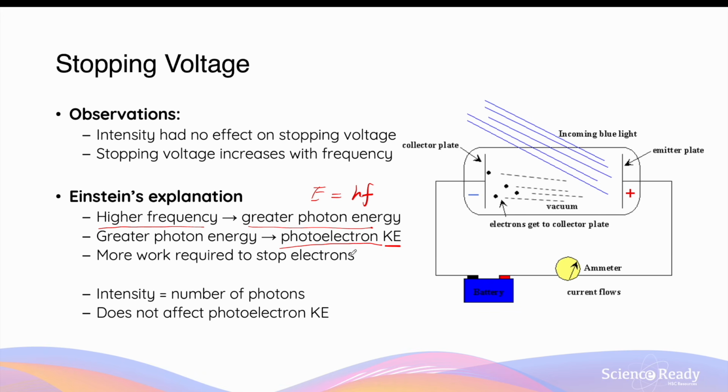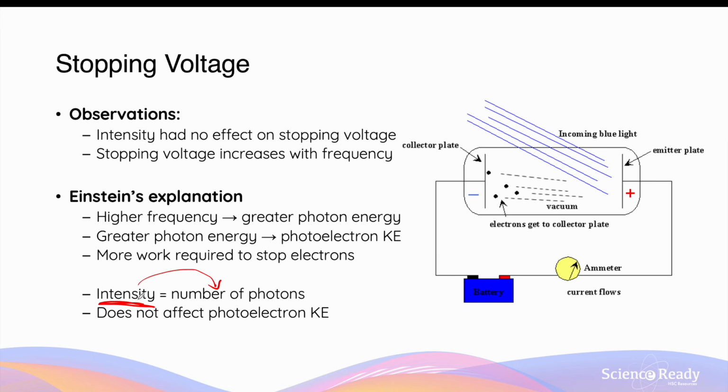If the photoelectrons receive more energy, then we need to do more work to stop them from being ejected from the metal plate. And we know that voltage is equal to work divided by the charge of the electrons. If the work required increases, then the stopping voltage will also be higher. Einstein also proposed that the intensity of light has nothing to do with the energy of one photon. In fact, this is related to the number of photons. So higher intensity light means that there are more photons.